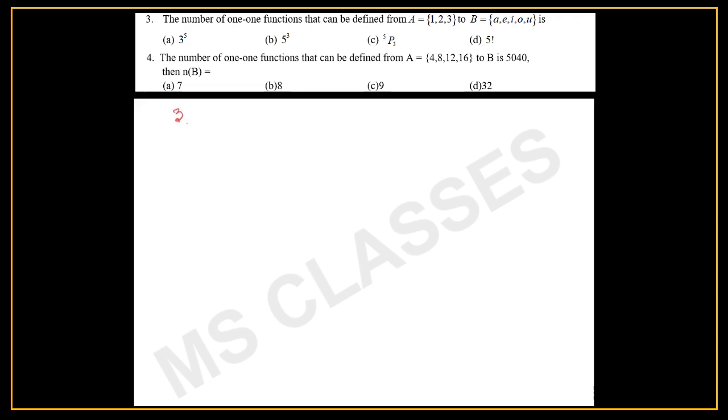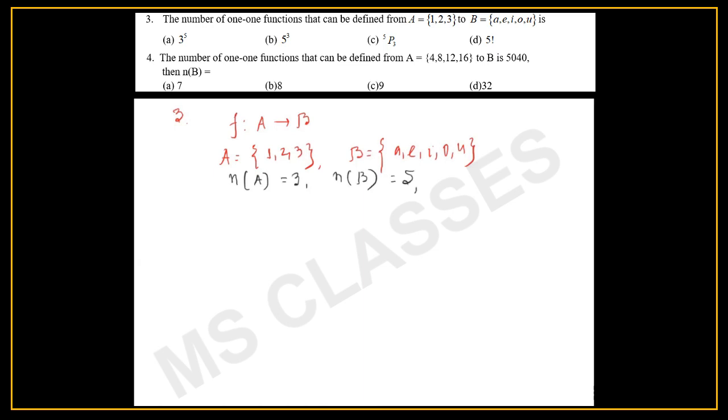Find the number of one-one functions from set A to set B. Set A has elements 1, 2, 3. Set B has elements a, e, i, o, u. So here n(A) is equal to 3 and n(B) is equal to 5. So first thing: n(B) is greater than n(A), so definitely a one-one function is possible.